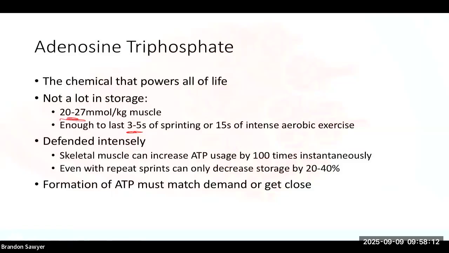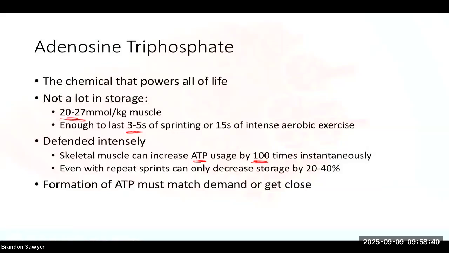But our body is incredibly efficient at defending that storage. It's very rare that we could actually deplete a muscle cell of ATP, even though we use it in 3 to 5 seconds. Your body is immediately replenishing it as it's being broken down. Skeletal muscle can increase its ATP production by 100-fold pretty much instantaneously, within a split second.